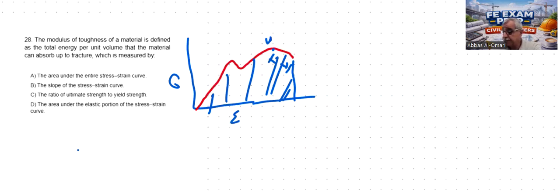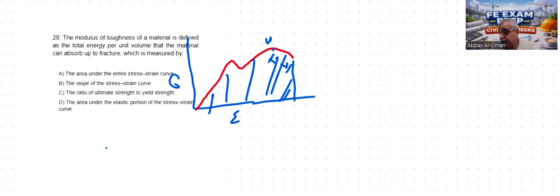So the area under the entire stress-strain diagram. The slope is not it, the ratio of ultimate strength to yield strength is also not the definition of toughness. The area under the elastic portion is the elastic resilience. So the area under the entire diagram is defined as toughness.